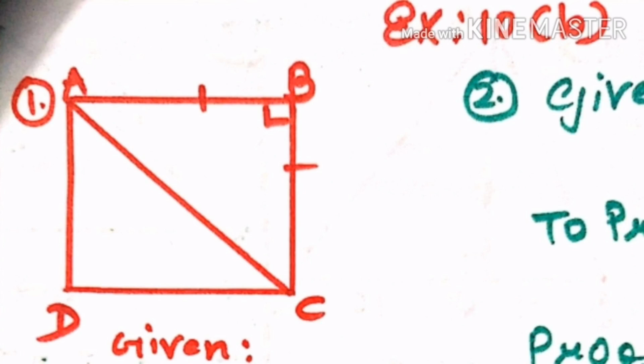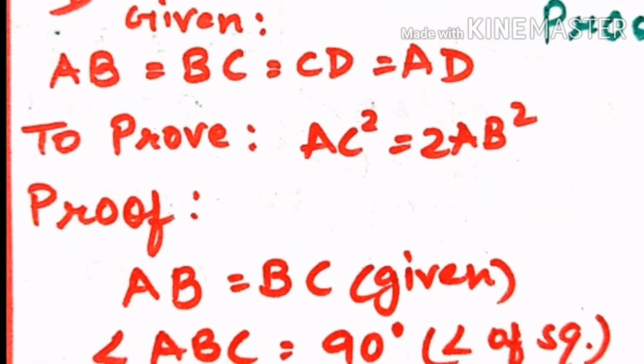So students, here ABCD is a given square, so I have drawn a square ABCD. Now the properties of a square are that all the sides are equal and all the angles are 90 degrees. So here I have drawn the diagonal AC also, because they asked to prove that AC square is equal to 2AB square. For that we will use Pythagoras theorem in this triangle.